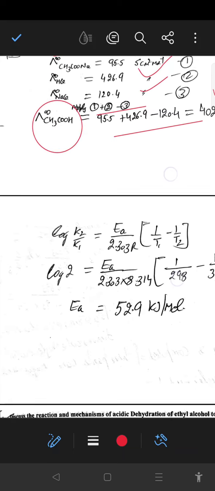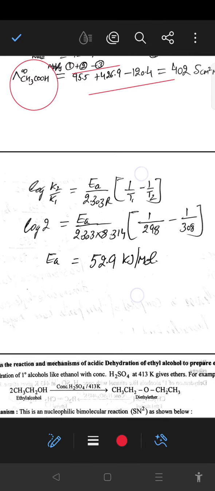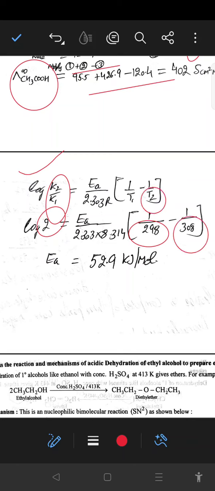ठीक है. Next we have a numerical again, activation energy based. So in this the rate constant becomes double, K2 given is equal to twice K1, and we will find out the activation energy. Temperature T1 is given as 298 and T2 is 308 Kelvin. So we will put all the values, solve for the activation energy, and we will get the answer 52.9 kilojoule per mole.